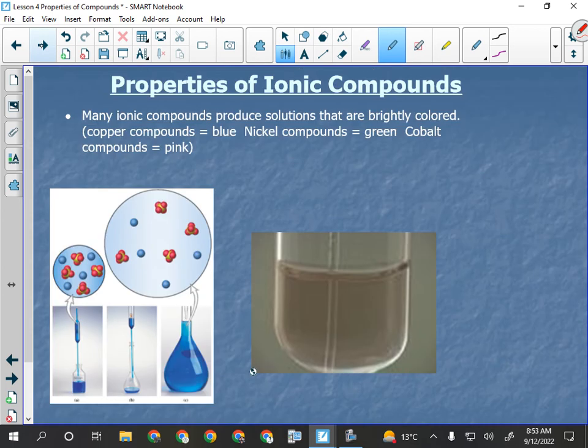Okay, some ionic compounds produce solutions that are brightly colored. This will definitely be important because color is a way to identify three of your unknowns on Wednesday. Not all ionic compounds are brightly colored, but many of them are. So typically, copper-containing compounds are going to be blue.